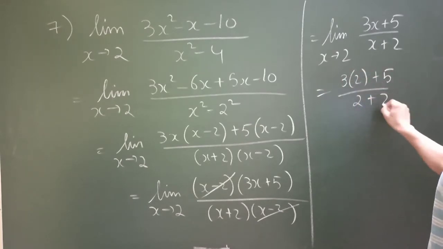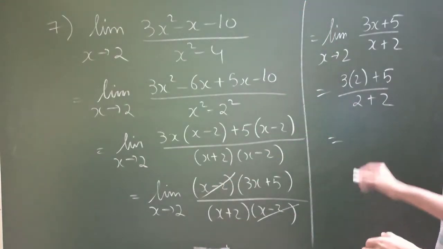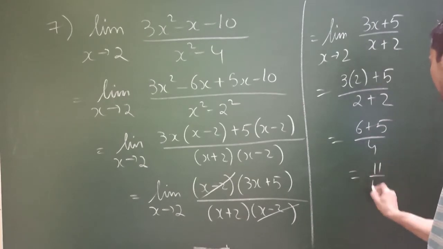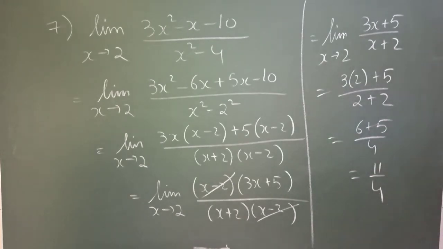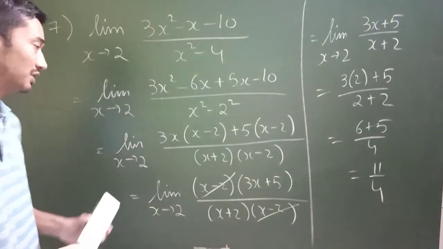Once you know that you're not getting 0 by 0, now you can just take care of the limit. You can just let it go. So 3 twos are 6 plus 5, divided by 2 plus 2, which is 4. So what do we have here? We have the value 11 by 4. Is that alright? That was a simple question, just based on simplifying.